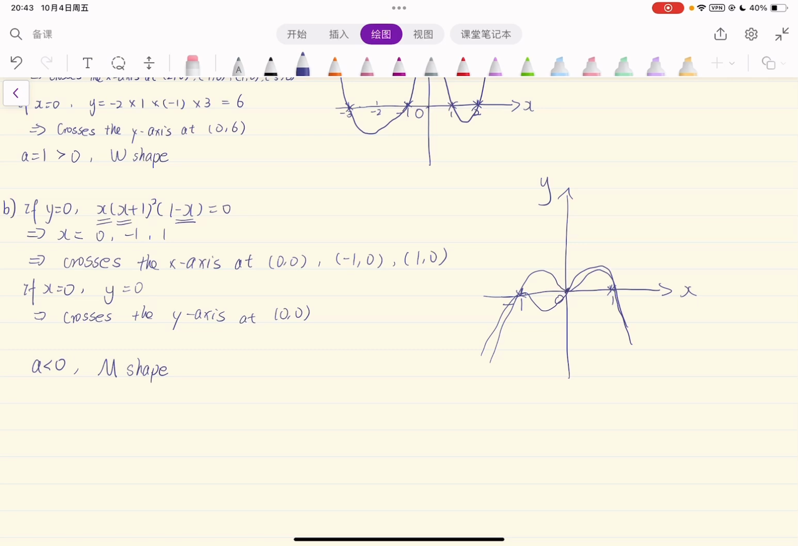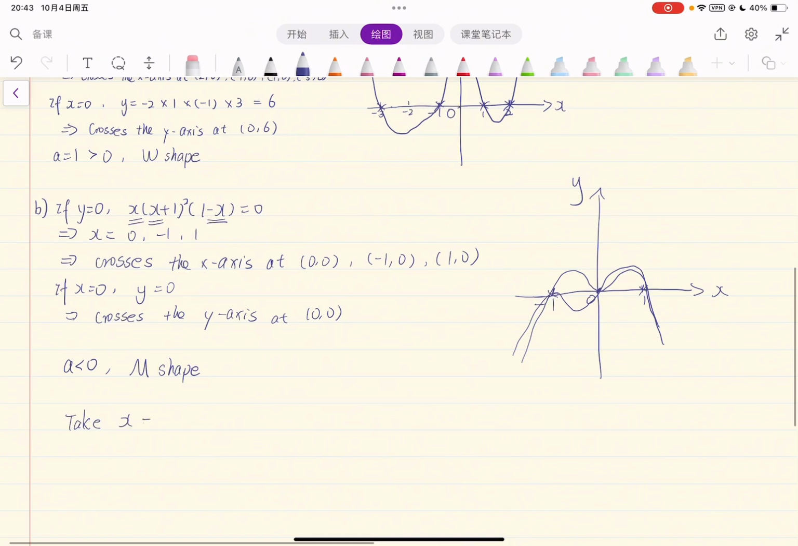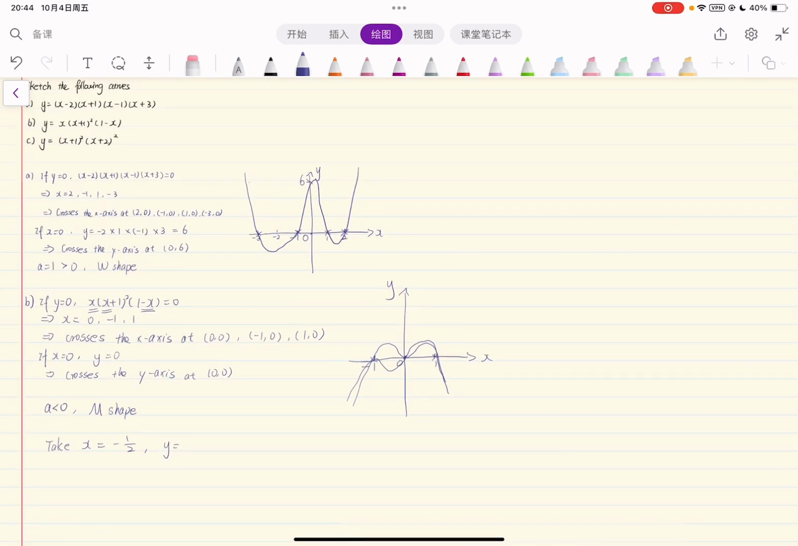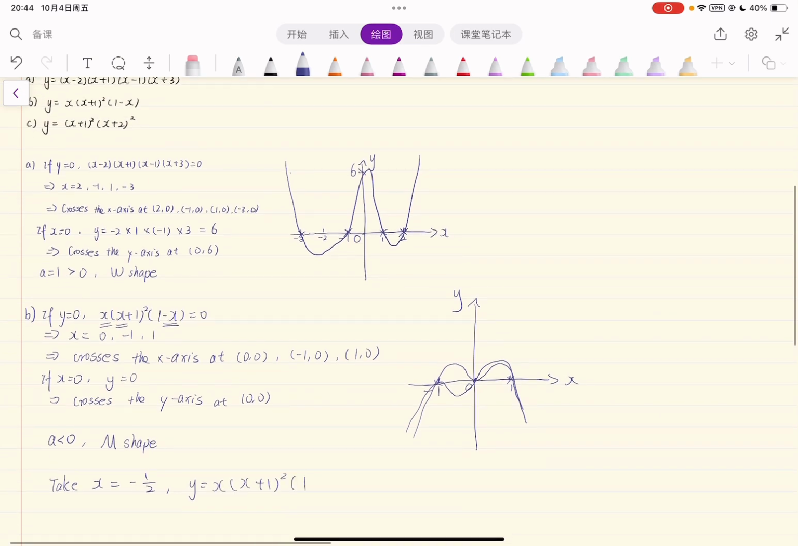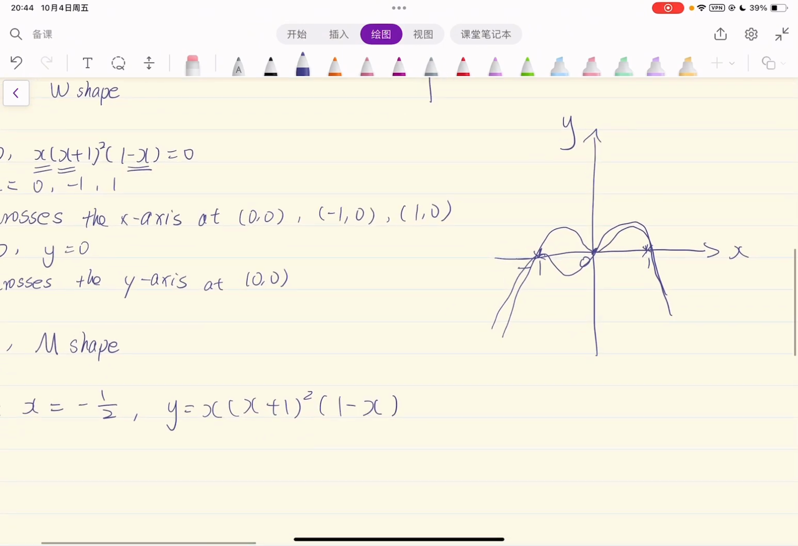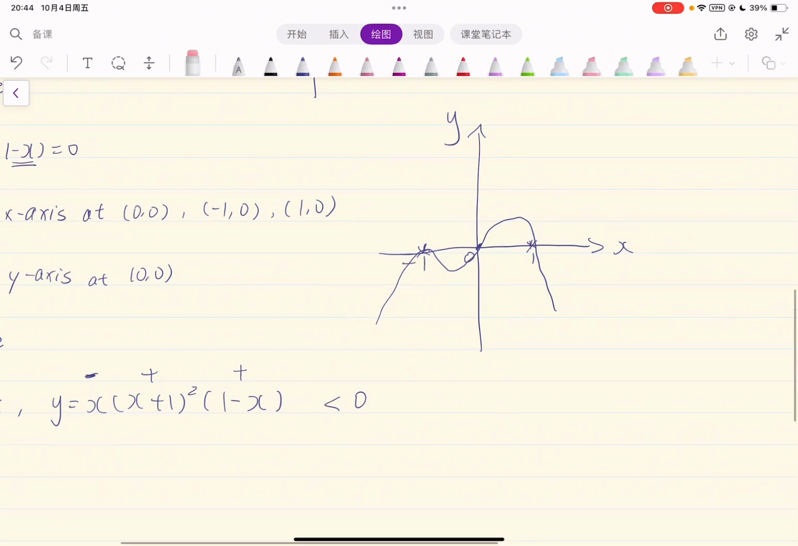So how do we determine it? We can take the value x equals minus half. Then y equals x times (x plus 1) squared times (1 minus x). If x equals minus half, the first factor is negative, and the others are positive, which implies y is less than 0. So we can know which curve it is. It is this one.